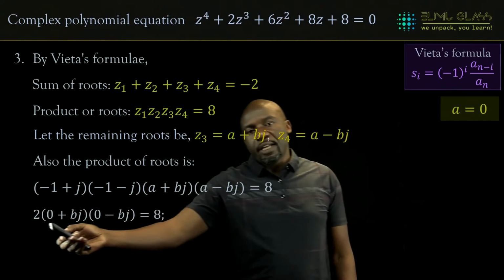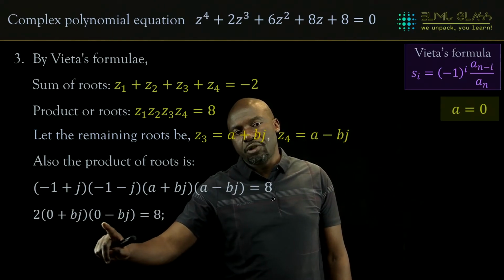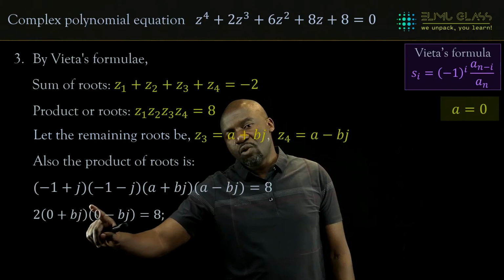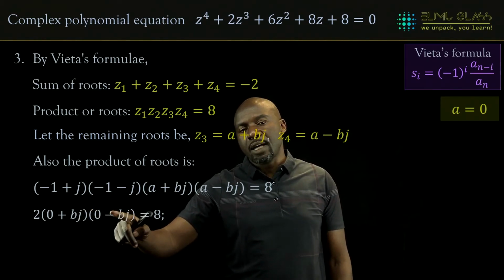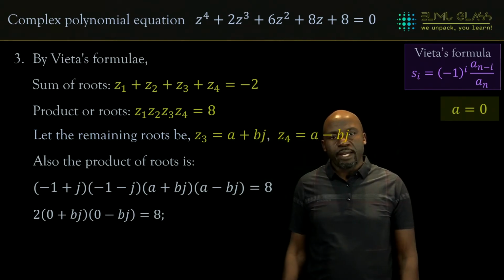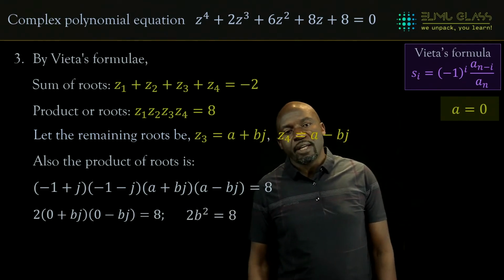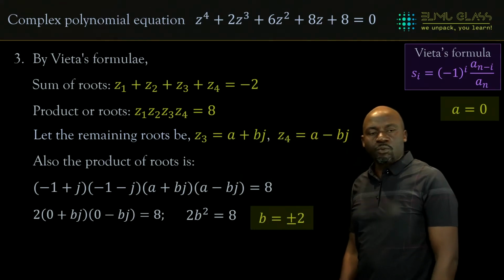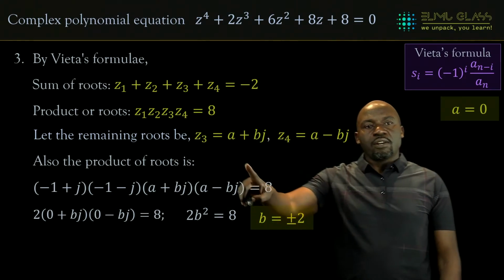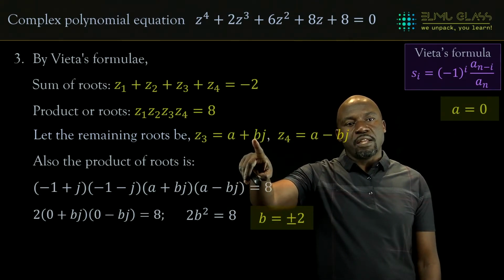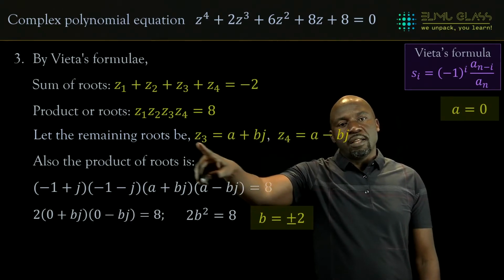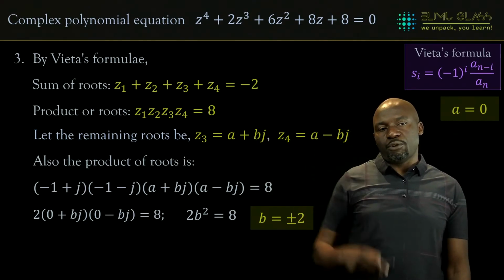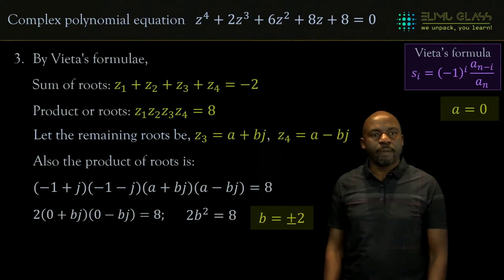All right, so therefore we get 2 into bj into negative bj. So bj times negative bj is minus b squared j squared, but j squared is negative 1, so that becomes plus b squared. All right, and so we get 2b squared equals 8, and therefore b is plus or minus 2. So we know the value of b as well. One value of b is negative 2, the other one is positive 2. So clearly z3 is going to be 2j, and z4 is going to be negative 2j. So they also turn out to be conjugate pairs, okay?